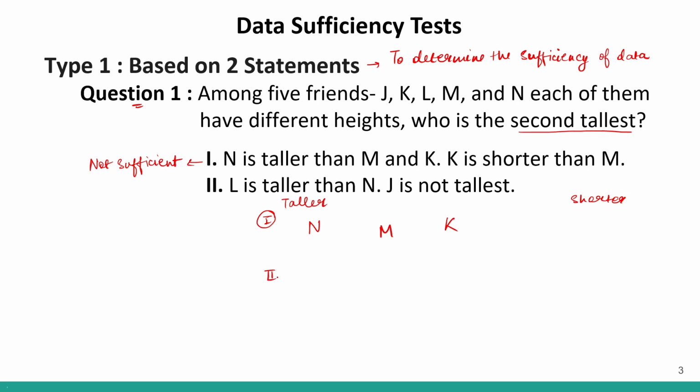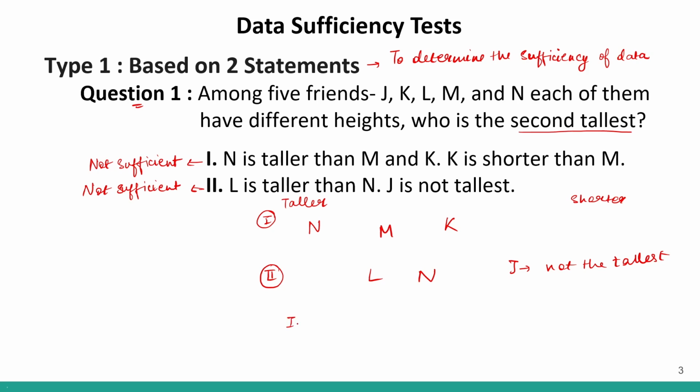Now, let us look at statement 2. Statement 2 says that L is taller than N and J is not the tallest. Is this information enough to find the second tallest person? No. So statement 2 alone is also not sufficient.